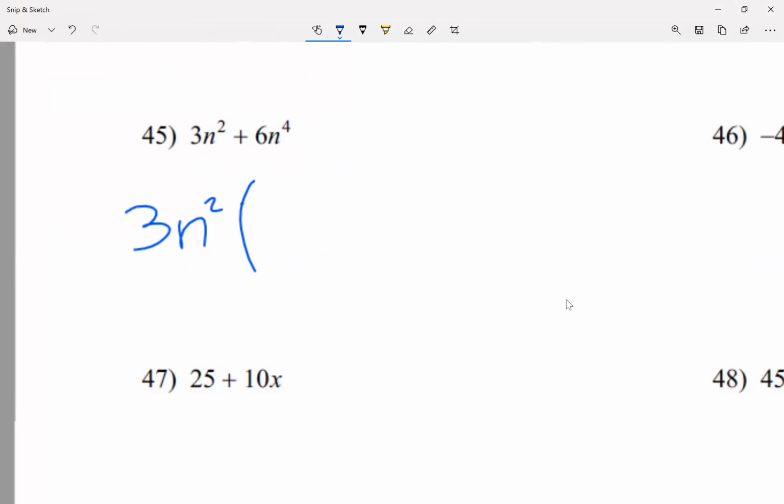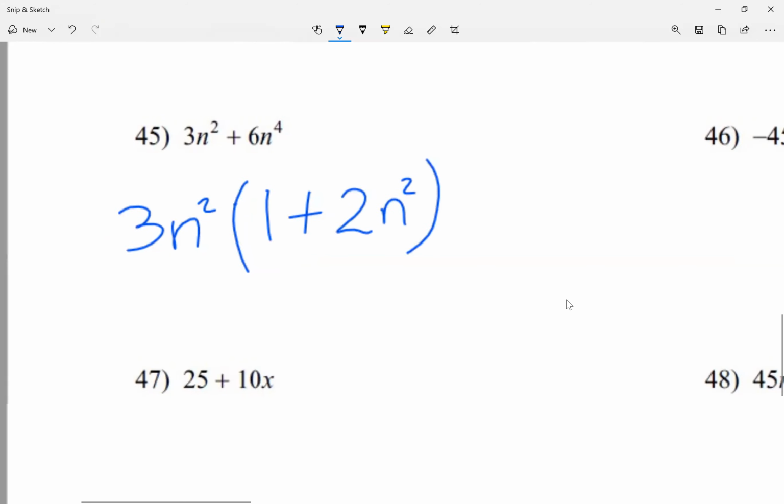So divide by 3. The first number, 3 divided by 3 is 1. I'm not going to write it unless I don't have any letters. But then I take a look at the letters. N squared, subtract 2, so I don't have an n anymore. So in this case, I will have to write the 1. We don't write a 1 with the letter, but in this case, I don't have a letter. Then there's a plus sign. 6 divided by 3 is 2. And then subtract 2 from the exponent, so I'm going to have n to the second. Close my parentheses. All right, let's take a look at our last example.